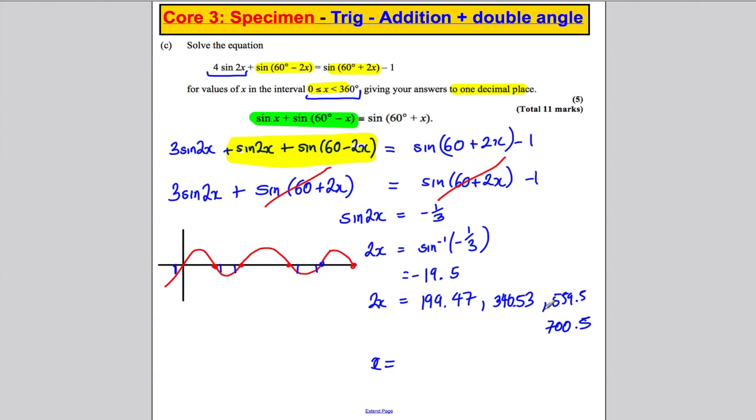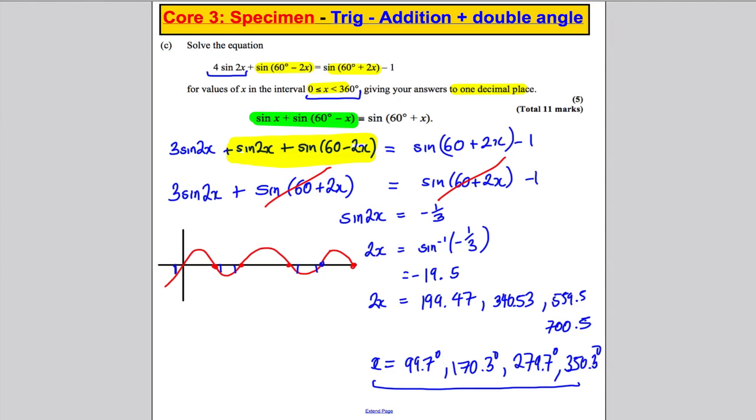If we half everything, then what would our answers be? So halving these, 199.47 divided by 2 would be 99.7 degrees. This one would be 340.53 divided by 2, 170.3. This one would be 559.5 divided by 2, which would be 279.7 degrees. And the last one would be 700.5 divided by 2, which would be 350.3 degrees. And that's it. We're done.